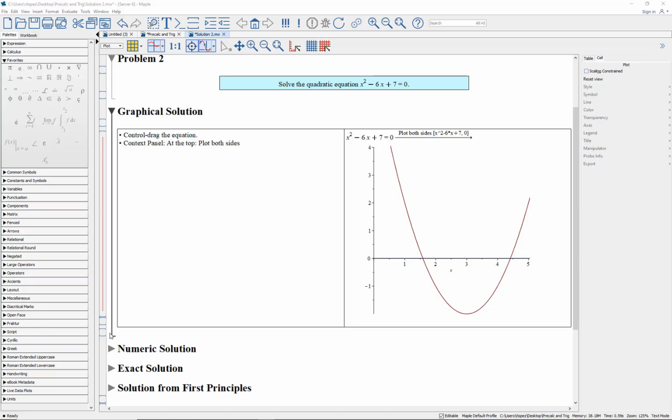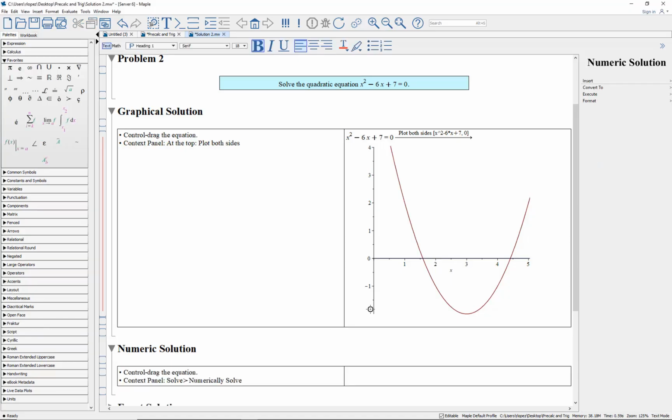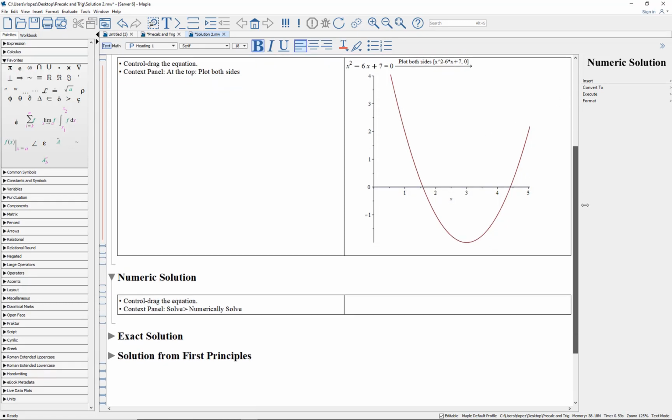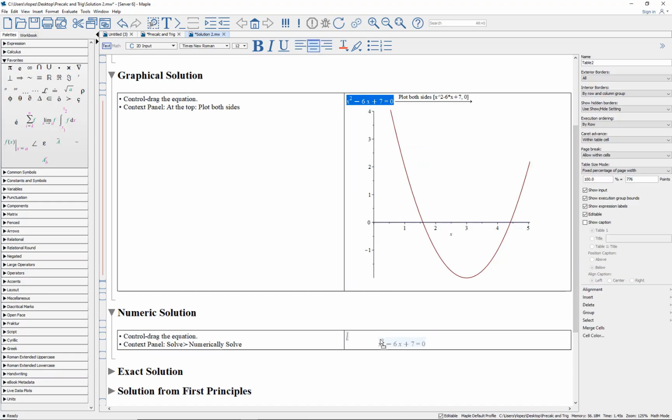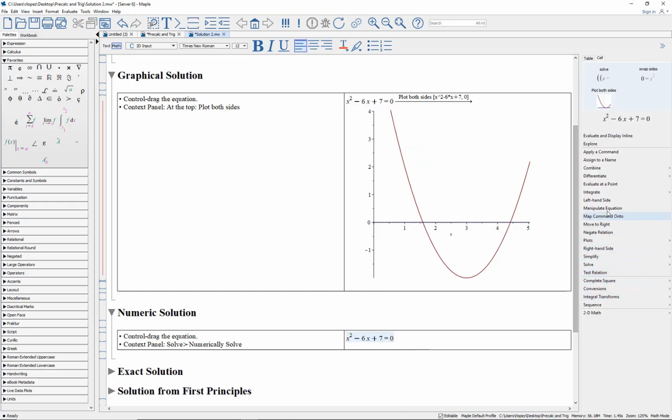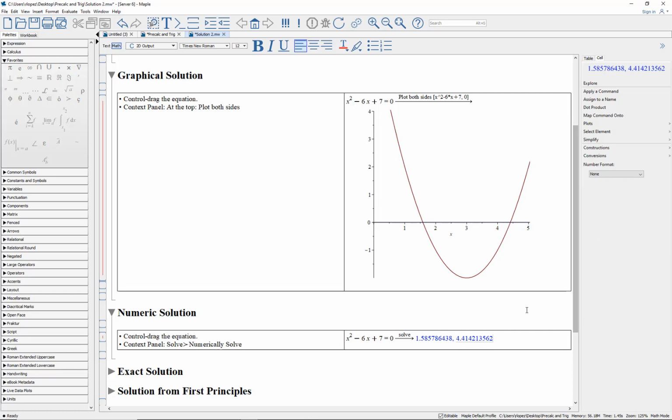To get a numeric solution, again, we'll need the equation. So I'll grab it from here, Control drag it down, and in the context panel you'll find a solve and a numerically solve, and there are the two solutions. One is slightly greater than 1.5 and the other one is slightly less than 4.5.